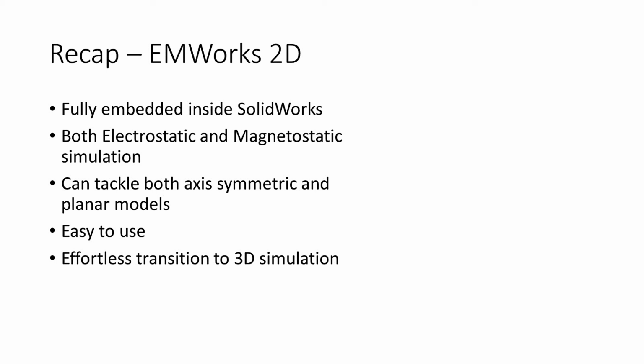As a quick recap, we looked at what EMWorks 2D can do. Notice that it is fully embedded inside SOLIDWORKS, and it is a 2D simulation platform where one can do both electrostatic as well as magnetostatic simulation. We looked at two examples of magnetostatic simulation. One was the Halbach array and the other was the linear actuator. And for the electrostatic simulation, we looked at a three-phase cable. And we also looked at two types of 2D simulations that are possible. We can do the axisymmetric simulation as well as the planar simulation.